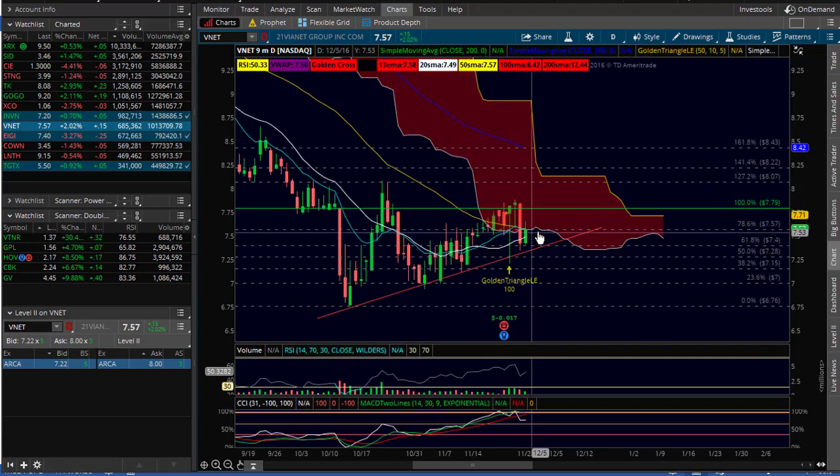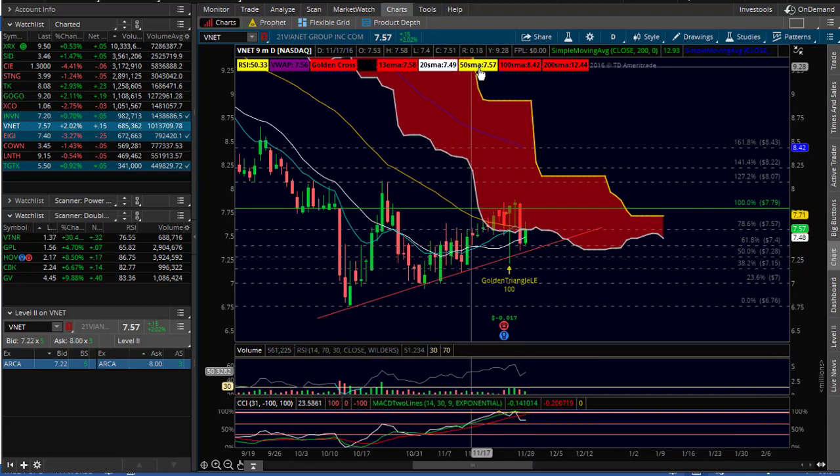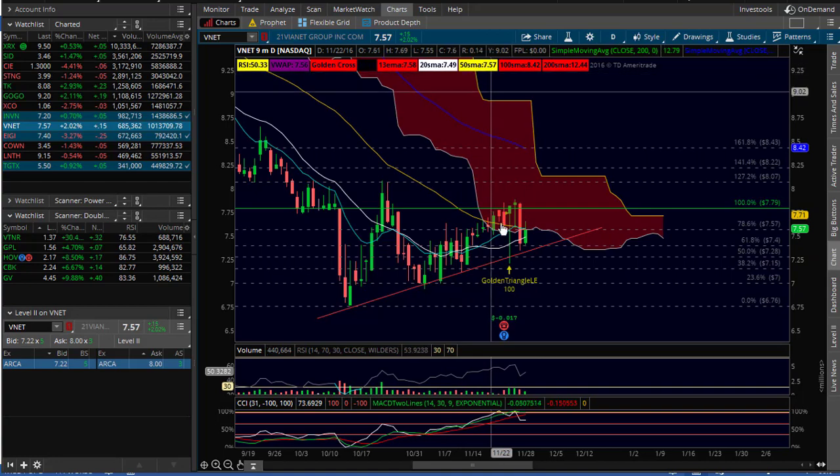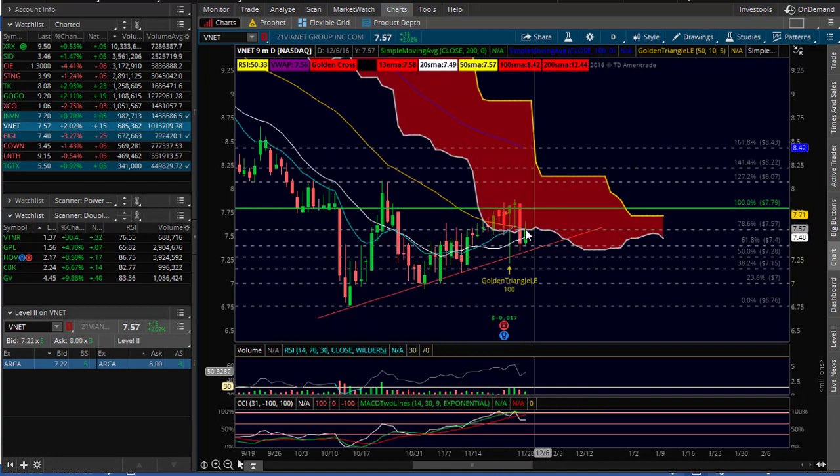A lot of things are happening right here. All right, you got 78.6 at 757. You got the cloud at 757. You got the 50 SMA at 757. So this is a pretty strong resistance point right here. You're definitely going to want to wait for that to break before you get in the trade.